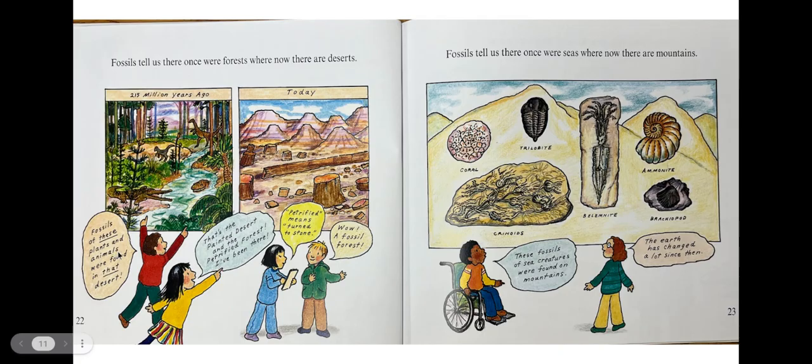Fossils of these plants and animals were found in that desert. That's the Painted Desert and the Petrified Forest. I've been there. Petrified means turned to stone. Wow, a fossil forest.